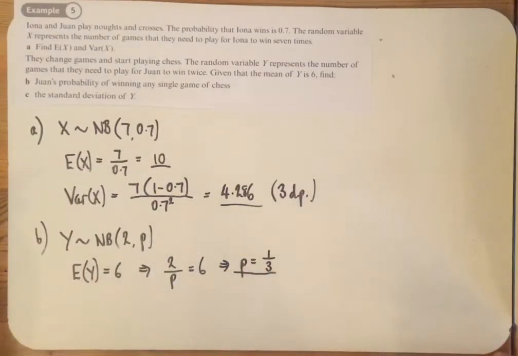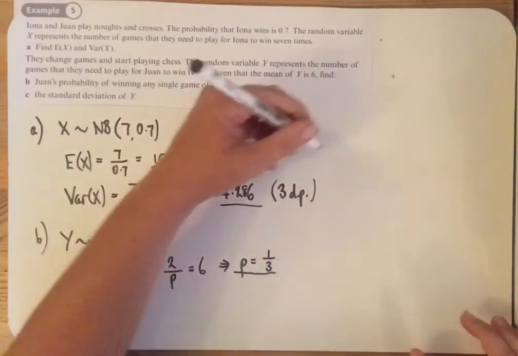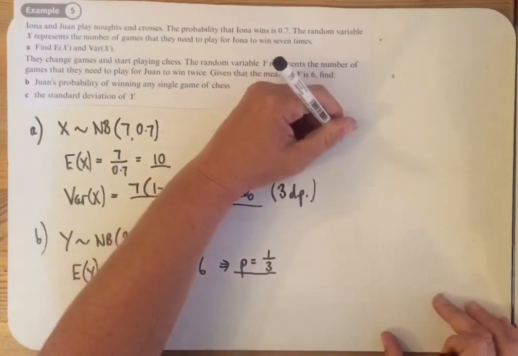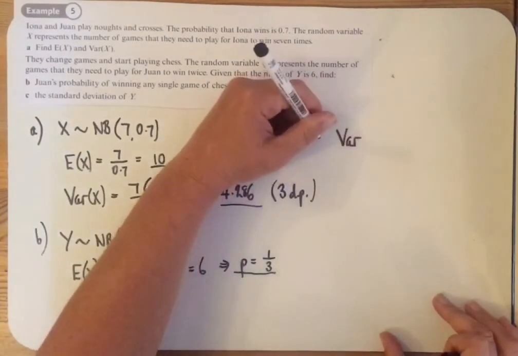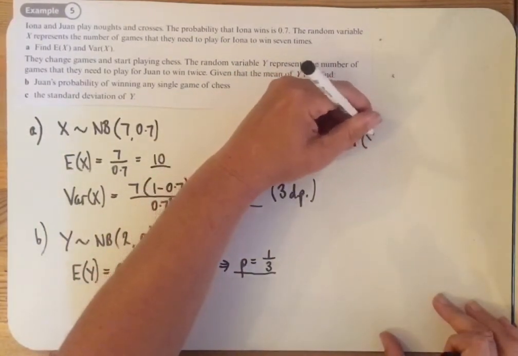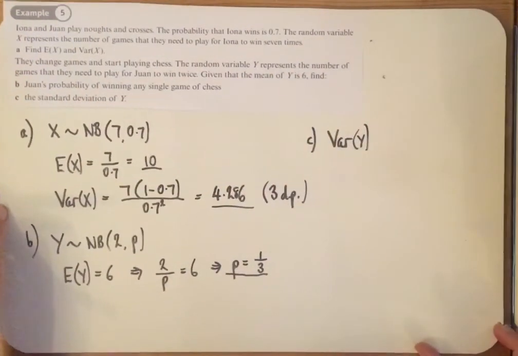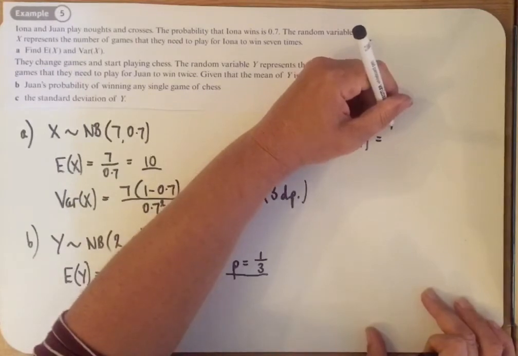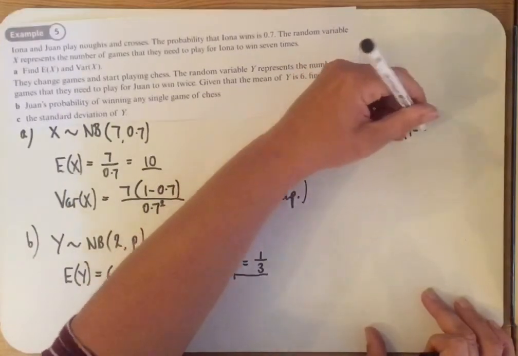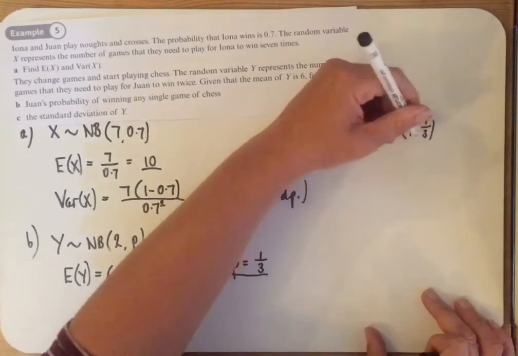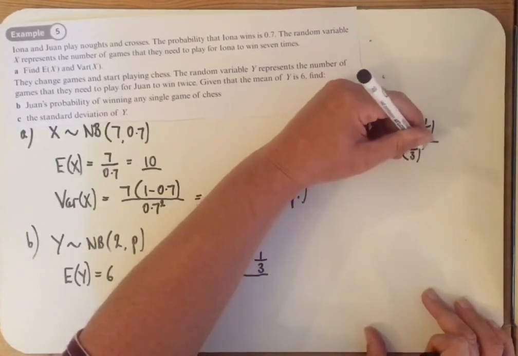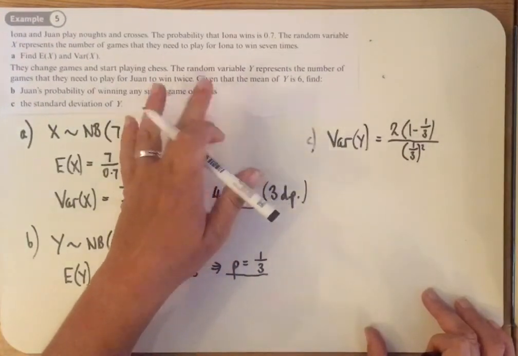And then we want to find the standard deviation of Y. So we can find the variance of Y, which is equal to r(1 minus p) over p squared. So again, you can just pop that into your calculator. That gives you 12.